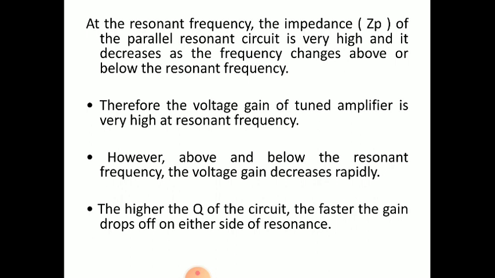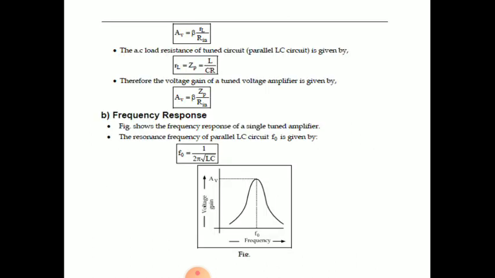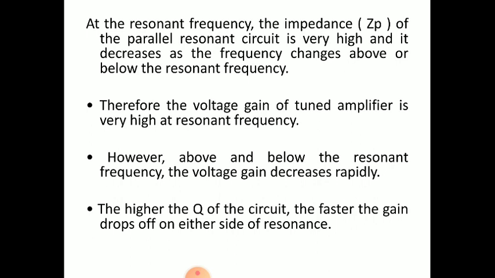So at the resonant frequency, the impedance of the parallel circuit is very high and it decreases as the frequency changes above or below the resonant frequency. Therefore, the voltage gain of a tuned amplifier is very high at resonant frequency. From the frequency response curve, you can see the gain becomes maximum at f0. However, above and below the resonant frequency, the voltage gain decreases rapidly.